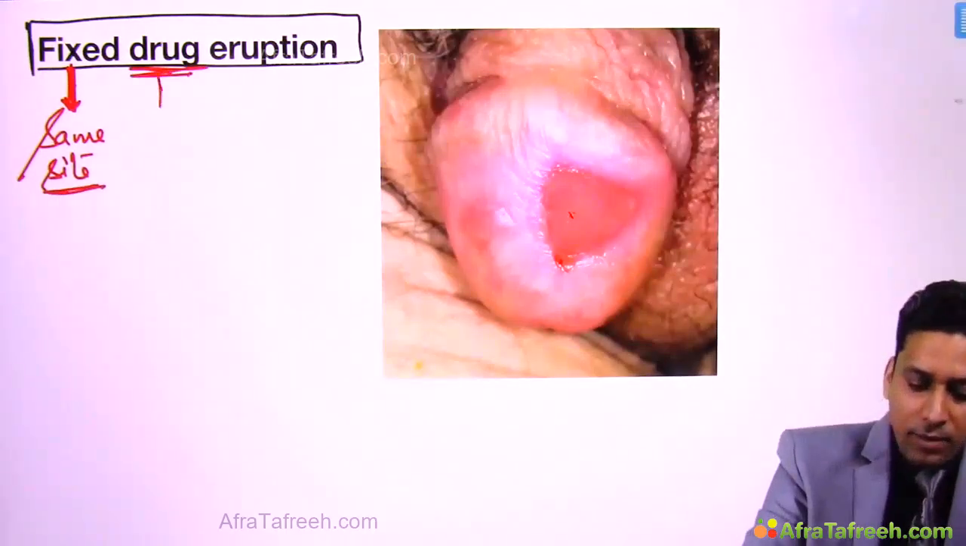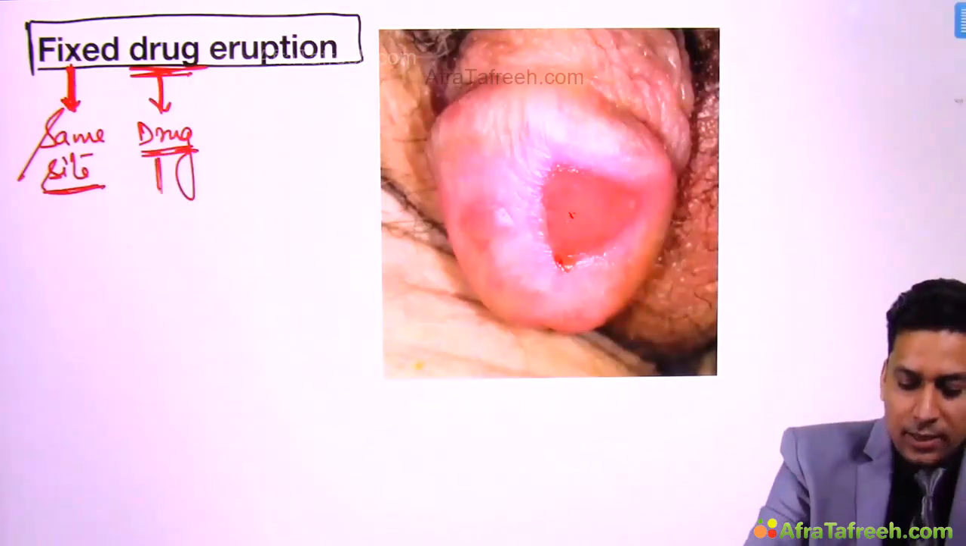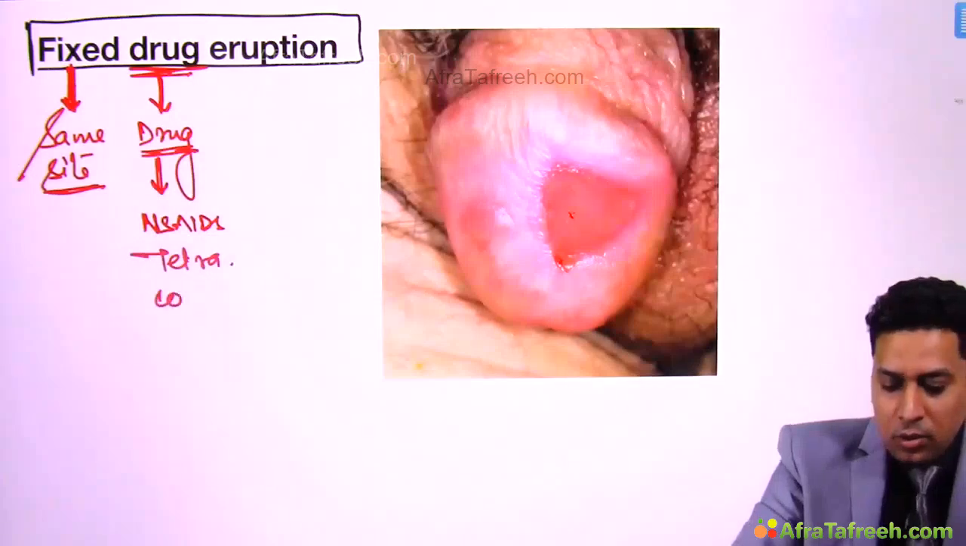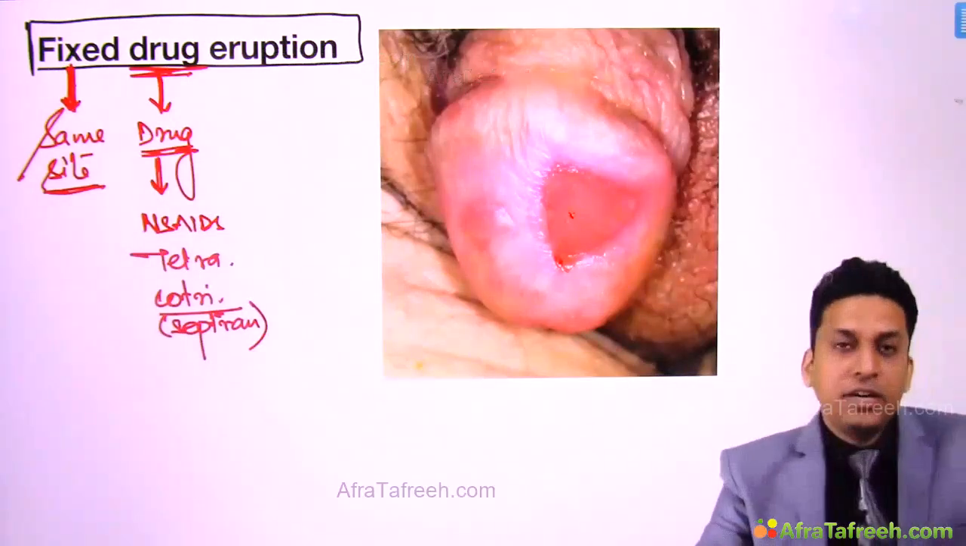Drug, why? Because it is after consumption of drugs like NSAIDs, tetracycline, cotrimoxazole, which commonly comes with the name of Septran. So these are the common culprits which cause them.